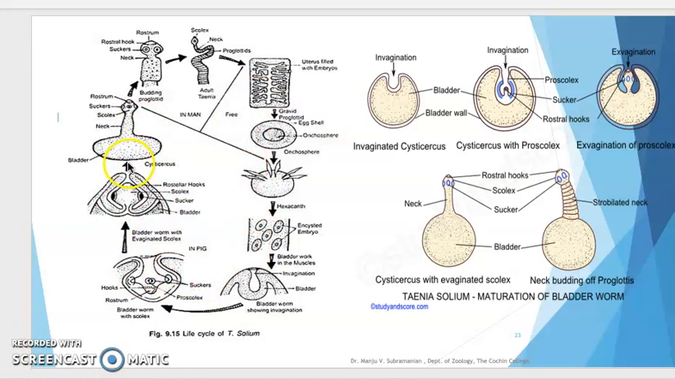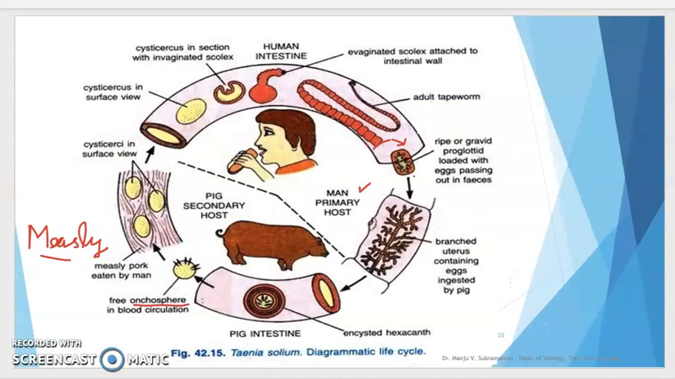This is a simple diagram. You can draw any one of these three diagrams. This diagram will be the better one for you to draw.